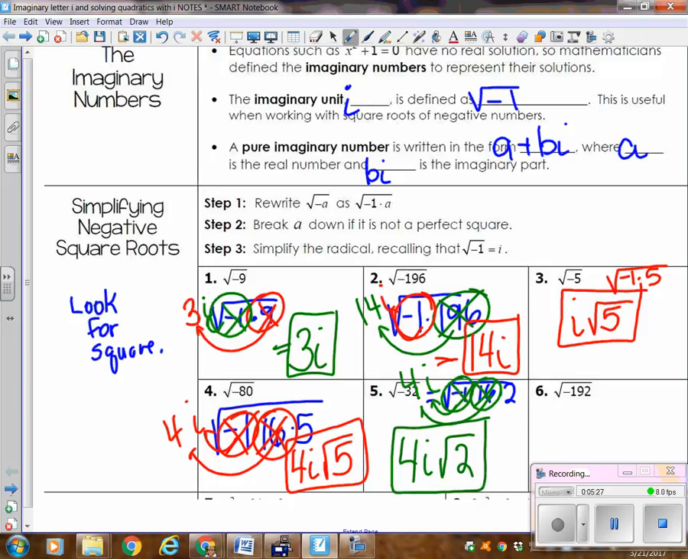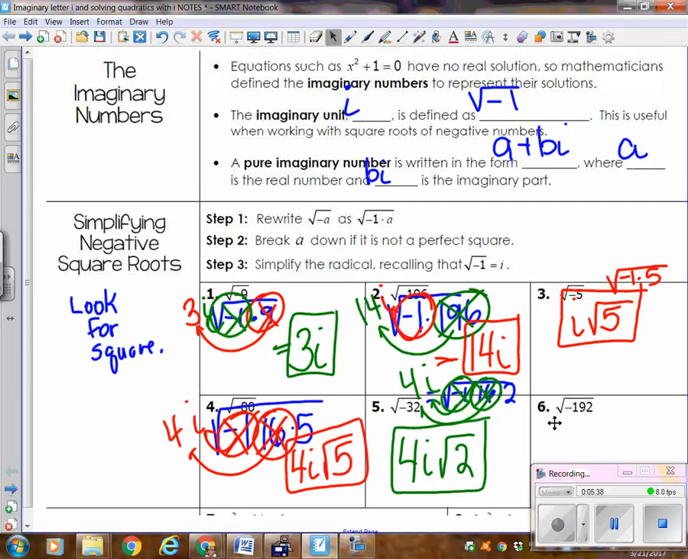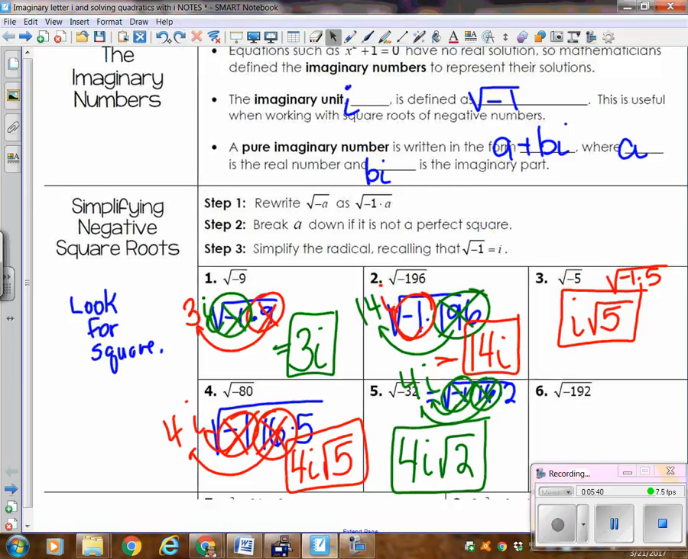Okay, the next one. I hate when I do that. I pressed the record. Negative 16 times, whoops, 3? That ain't right. 64 times 3.